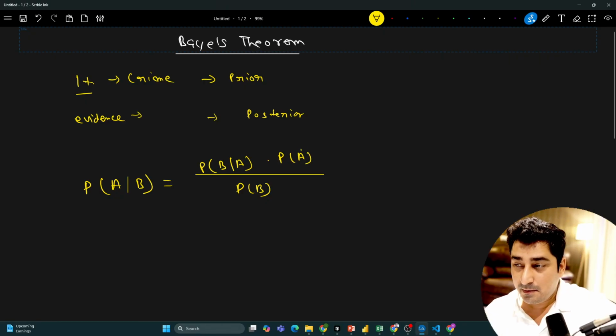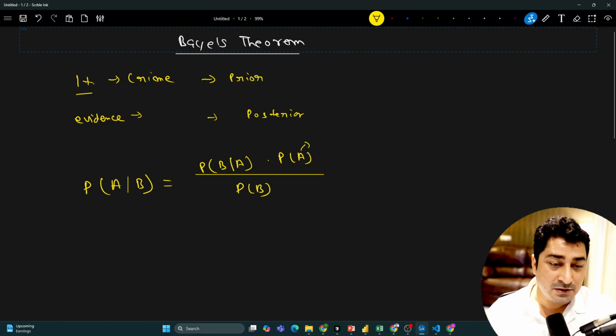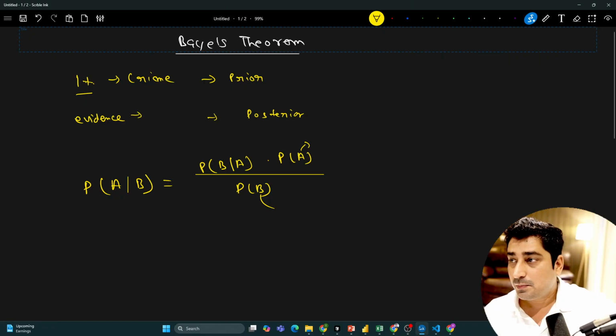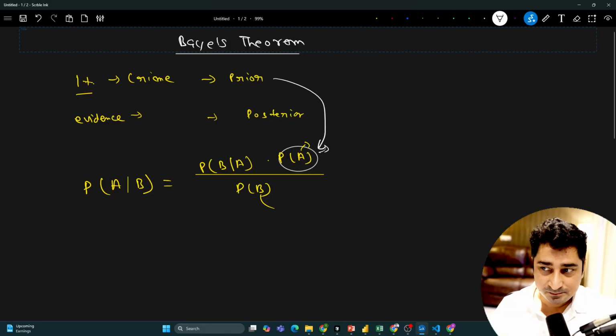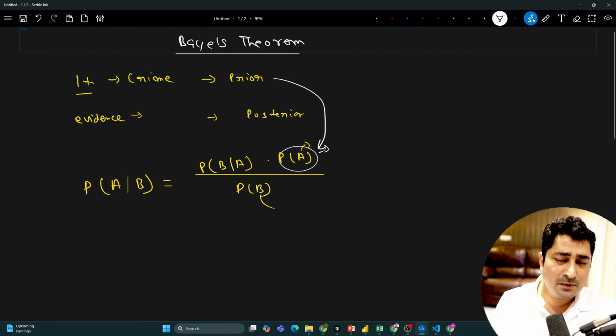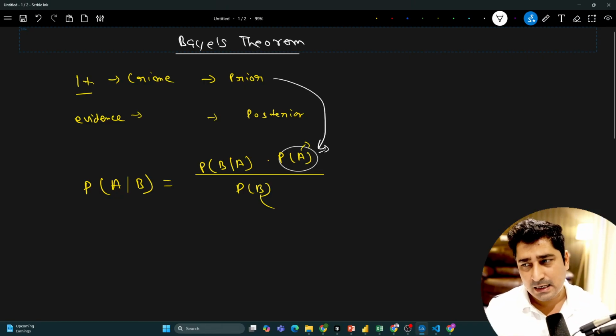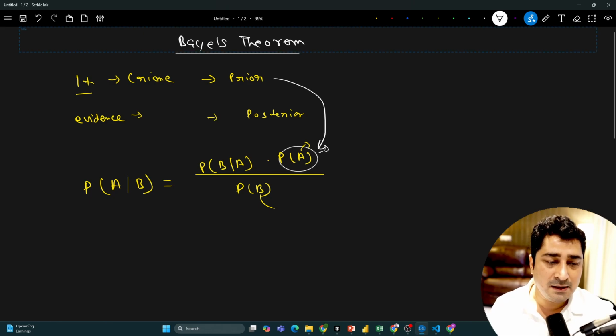Now, what does this say? Probability A means the person is guilty, and B means we have evidence for that. So P of A is going to be the prior probability. What is the probability that the person has committed a crime? I had a belief about that person, and maybe that's a 1% chance that the person has committed some sort of a crime. That's called the prior probability.